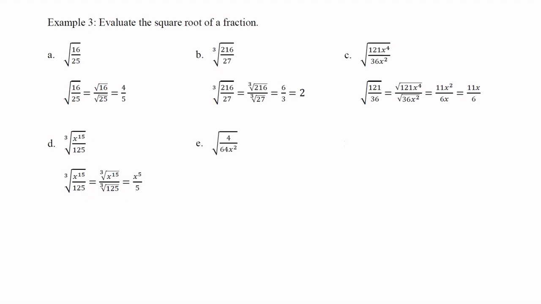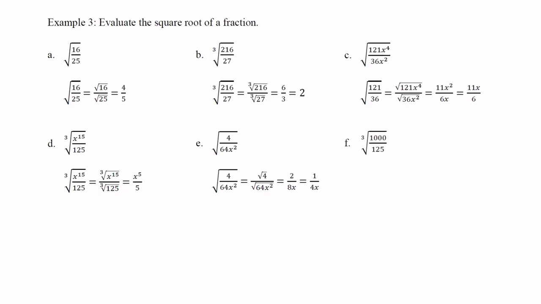For e, we have the square root of 4 over 64x squared. We can simplify this by splitting up our radicals and dividing them by each other. Square root of 4 is 2. The square root of 64 is 8. The square root of x squared is x. So we have 2 over 8x. And of course, we can simplify that down to 1 over 4x.